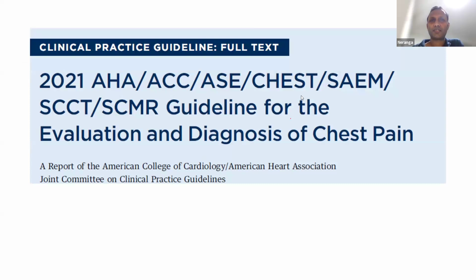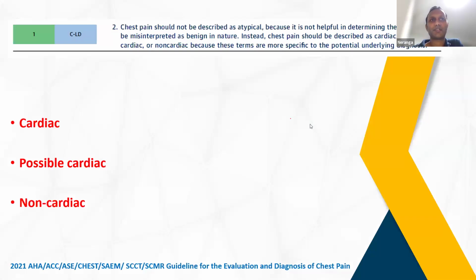So there's a good guideline for this, the 2021 American College of Cardiology guideline for diagnosis of chest pain. What they say is that previously we talked about atypical chest pain and typical chest pain, but atypical is a misnomer and it was used very broadly. Sometimes with atypical chest pain we misguide them. So the current recommendation is cardiac, possible cardiac, or non-cardiac. If a patient gives a history, I usually say obviously cardiac.